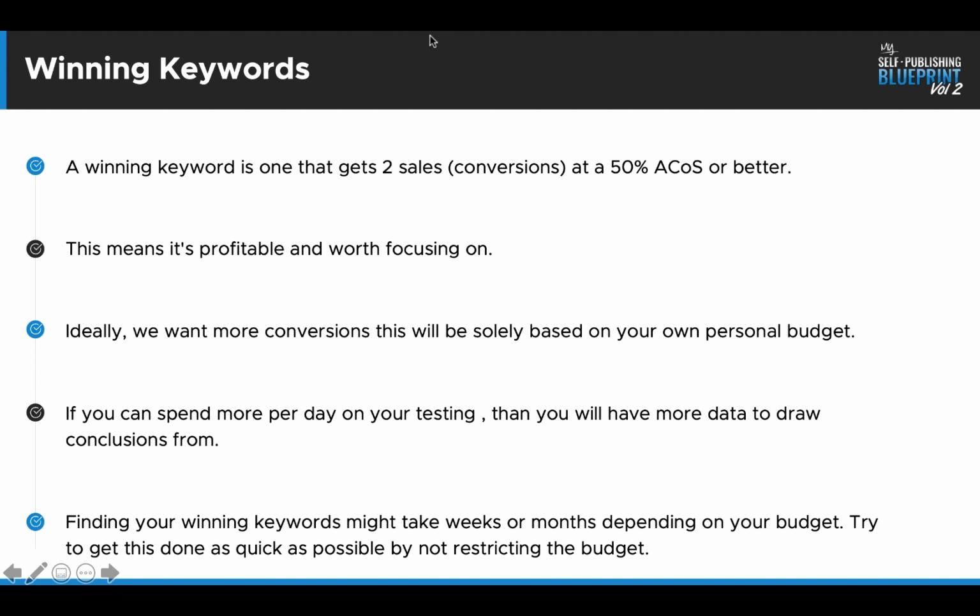If you can spend more per day, $20, $30, $40, $50 per day on a daily budget for your testing, great. You're going to grab way more data to look at, and your scaling campaigns should be a lot more profitable. Finding your winning keywords may take weeks or months depending on your budget. So try to get this done as quickly as possible by not restricting your budget to only $5 or $10 per day. Because remember, your testing campaign, it's not good. If you put your budget at $50, it might actually only spend about $10. If you put it at $20, it might only spend $3 or $4 per day.